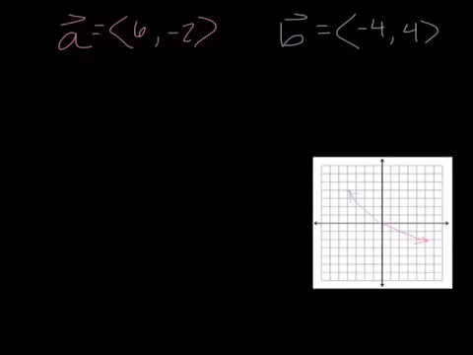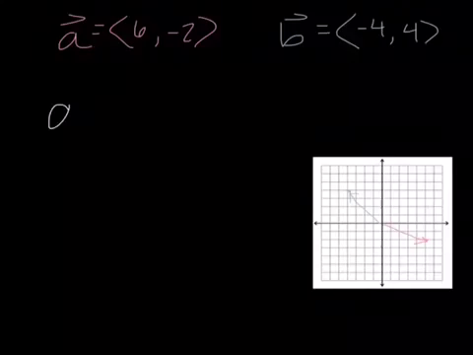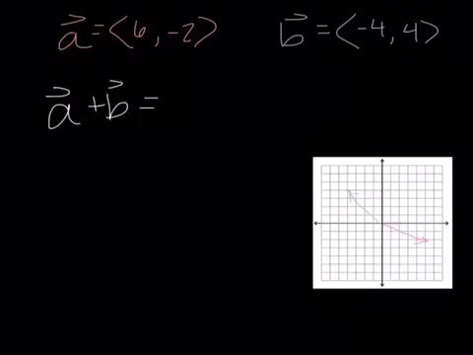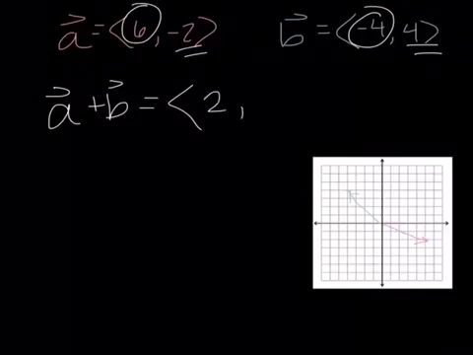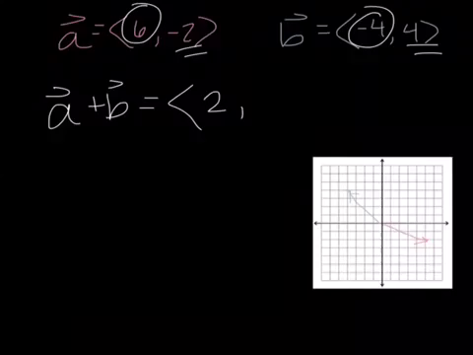And we want to think about what would happen if you were to add these two vectors together. Would you get a new vector itself? So if we're going to take vector A and add vector B, what would that give us? Since both of these have horizontal components and vertical components, you're going to add the horizontal components together. So that'd be 6 plus negative 4, which is 2. And then you're going to add the vertical components together. Negative 2 plus 4 is also 2.